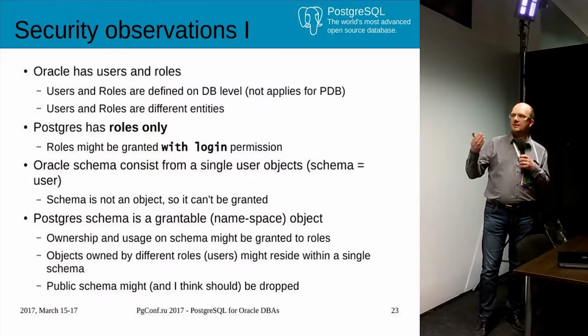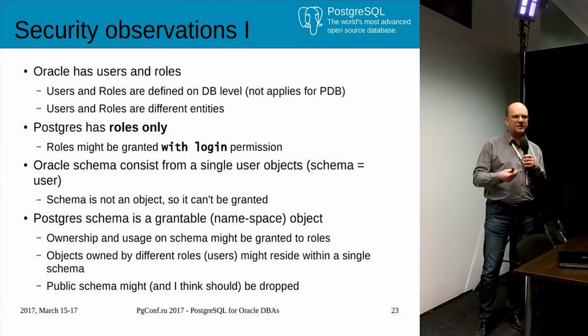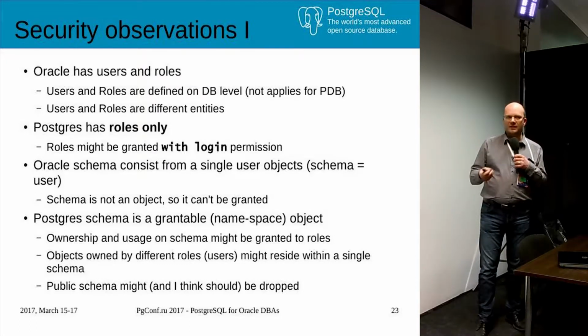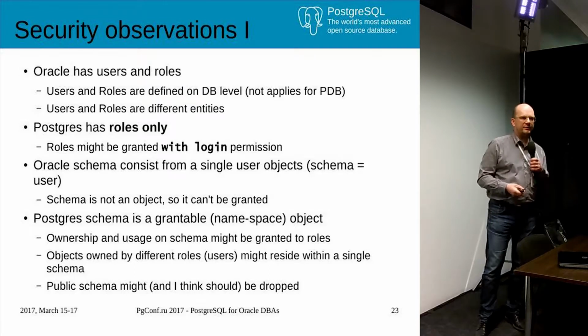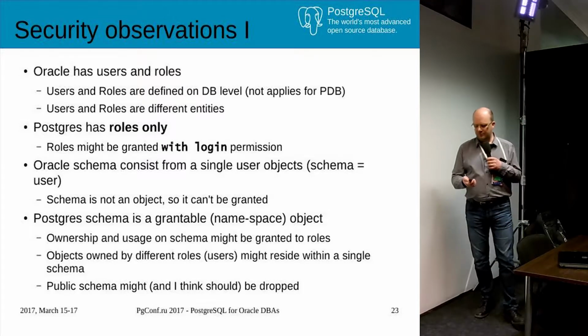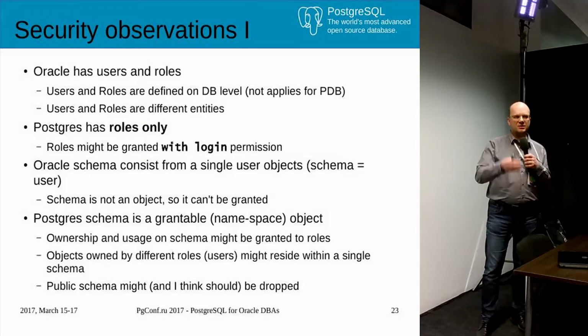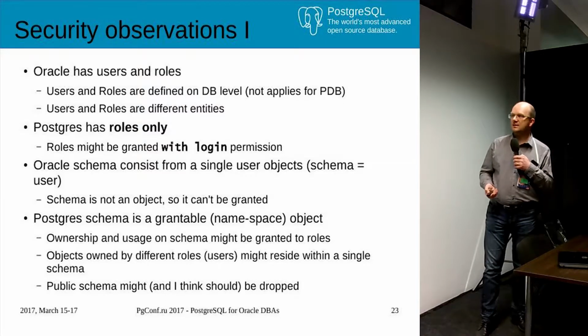A schema in Oracle is a list of all objects owned by a particular user, whereas in Postgres it's a grantable namespace object, and once it's grantable, multiple different users might have their own tables and schemas. I always encourage people to use schemas just to have things organized, even if it's not necessary.